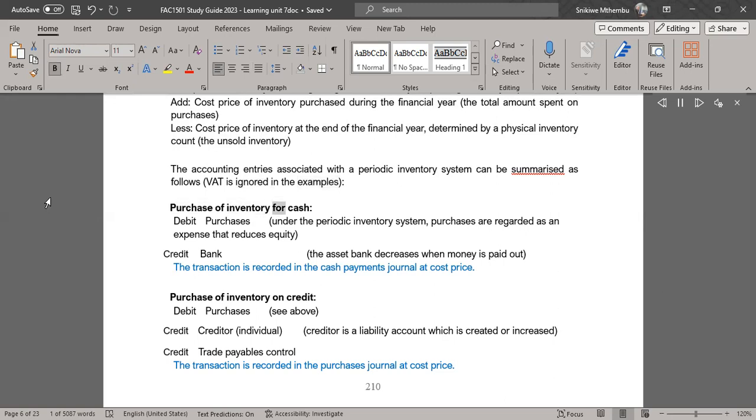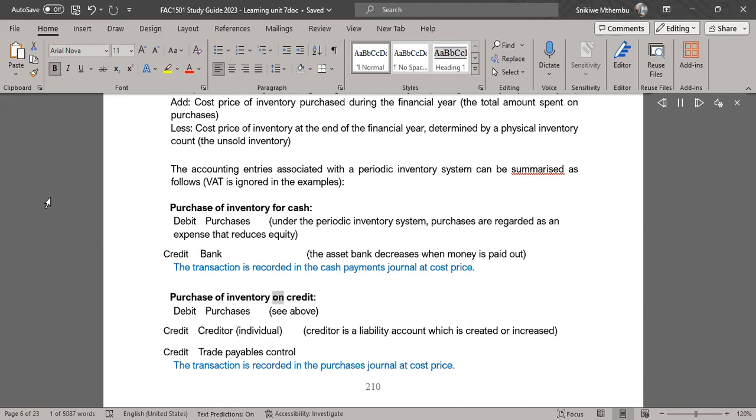Purchase of inventory for cash. Debit purchases. Under the periodic inventory system, purchases are regarded as an expense that reduces equity. Credit bank. The asset bank decreases when money is paid out. The transaction is recorded in the cash payments journal at cost price.